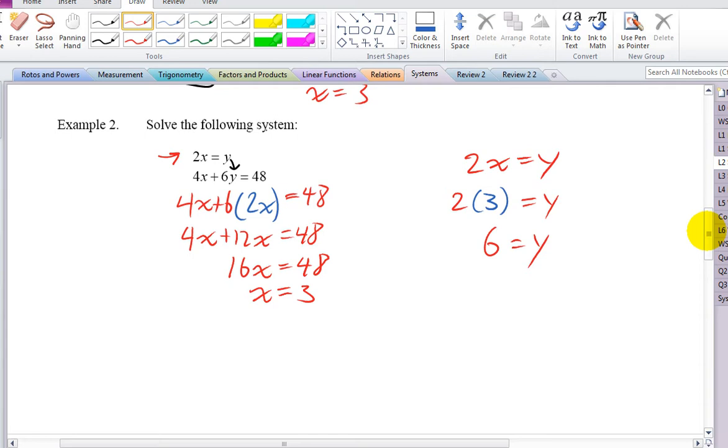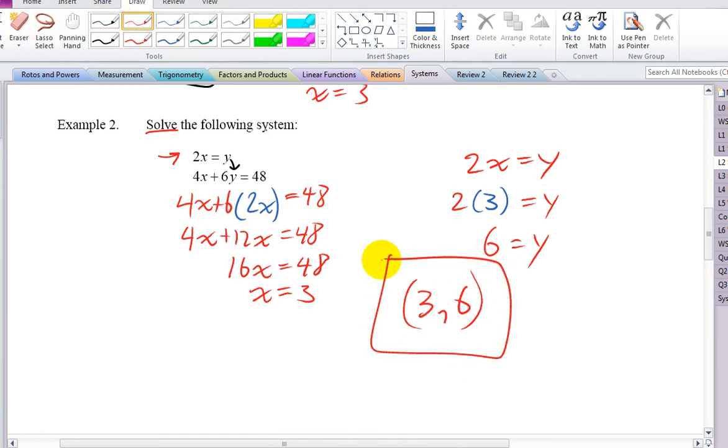Okay, so what's the solution? It says solve. What's the solution? Jordan? 3, 6. Don't forget brackets. Put it in a box so I can find it and mark it right. Otherwise, I just might not see it. Any questions? Okay, turn it over.